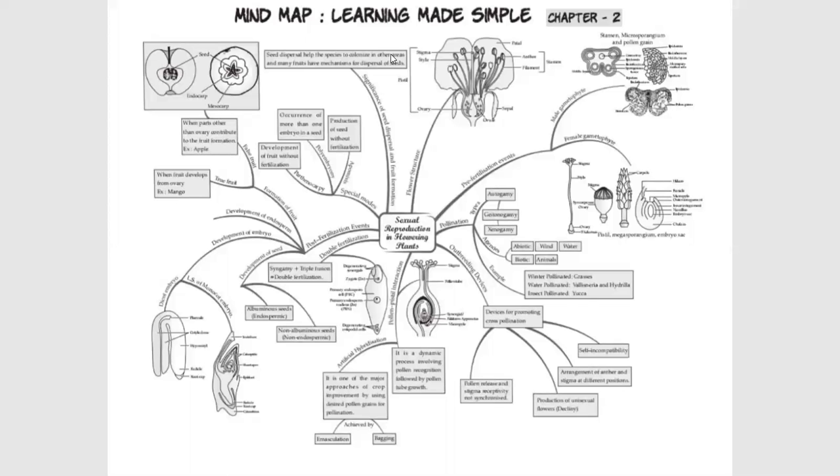So this is our second chapter, reproduction in flowering plants. In this chapter, we have to see various types of reproduction, or the events in sexual reproduction in flowering plants. Sexual reproduction in flowering plants comprises three events. First of all, pre-fertilization, then fertilization and post-fertilization events.